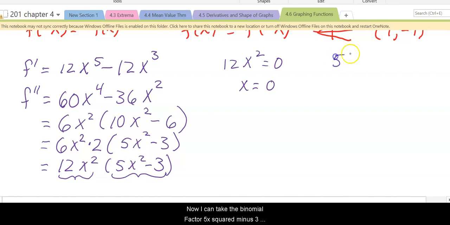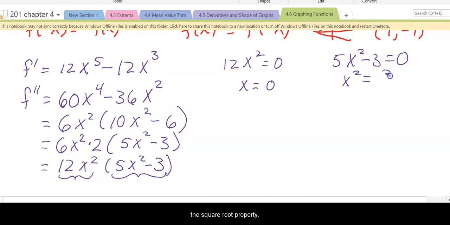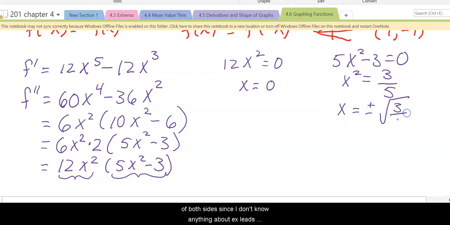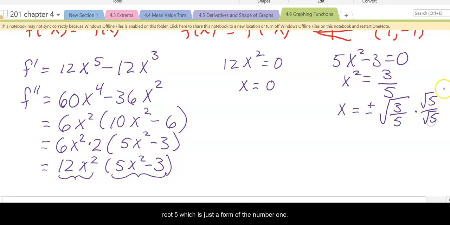Now I can take the binomial factor, 5x squared minus 3, and set it equal to 0. Since I have no x term, I can isolate x squared and use the square root property. This would give me 3/5. Taking the square root of both sides, since I don't know anything about x, leads to plus or minus the square root of 3/5. Again, if your professor wants you to rationalize, you can multiply by root 5 over root 5, which is just a form of the number 1.